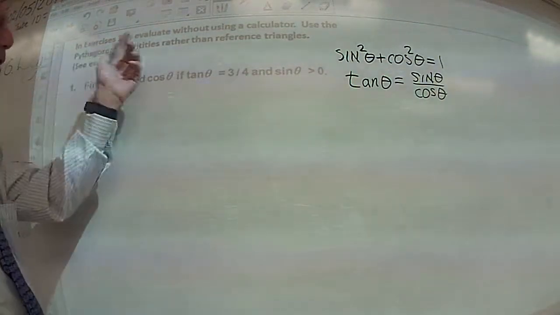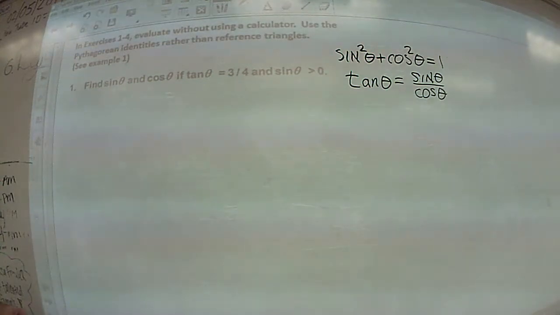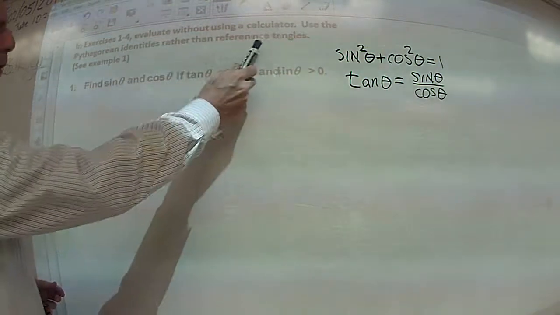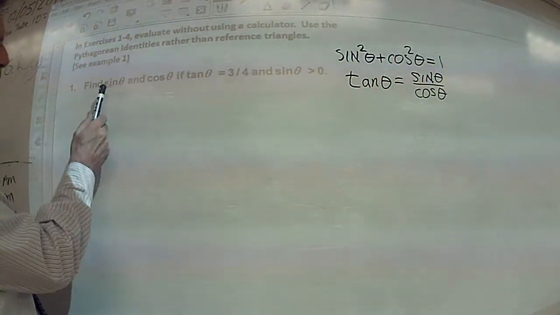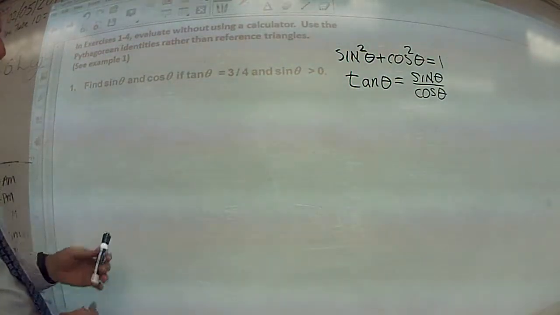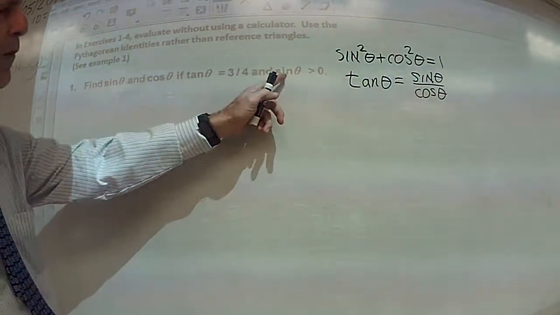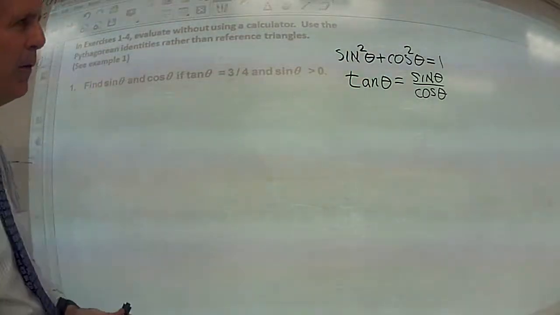In exercises 1 through 4, evaluate without using a calculator. Use the Pythagorean identities rather than reference triangles. Find sine theta and cosine theta if tangent theta equals 3/4 and sine theta is greater than 0.